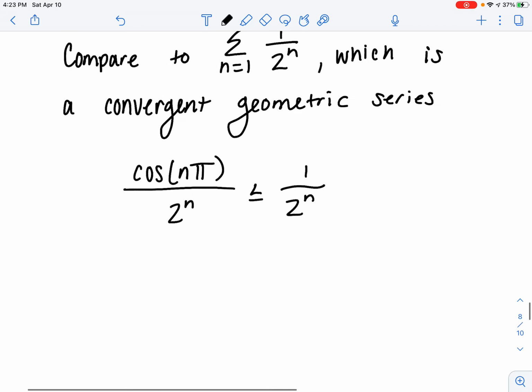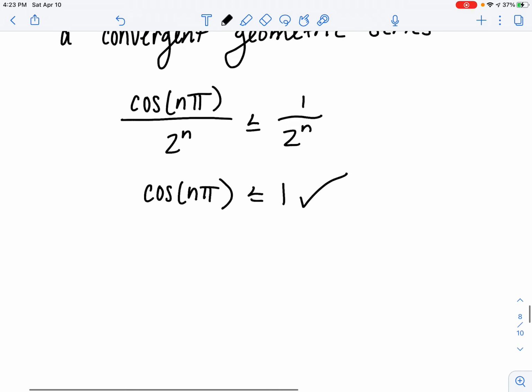So if we cross multiply, since they have the same denominators, in this case we can actually just get rid of the two denominators. So is cosine of n pi always less than or equal to 1? Well, cosine is always going between -1 and +1, so it is always less than or equal to 1. This is a true statement.